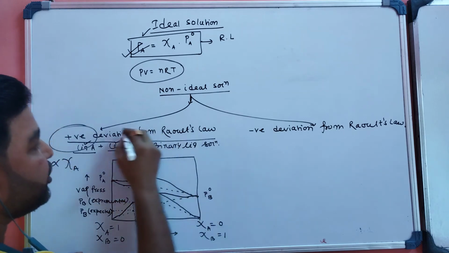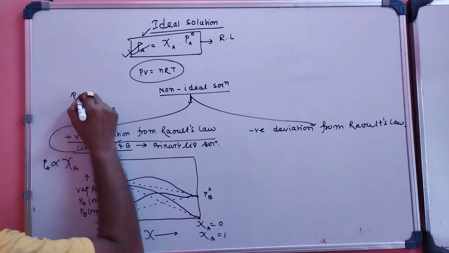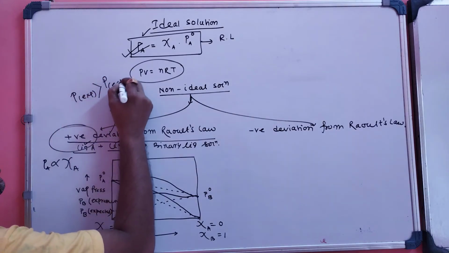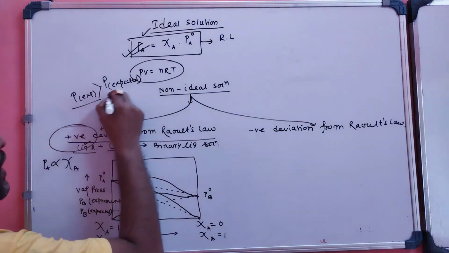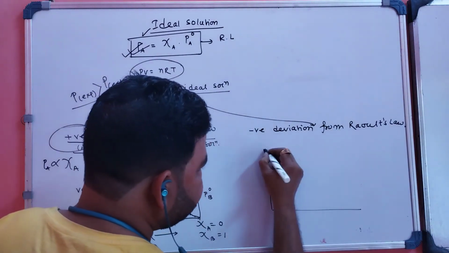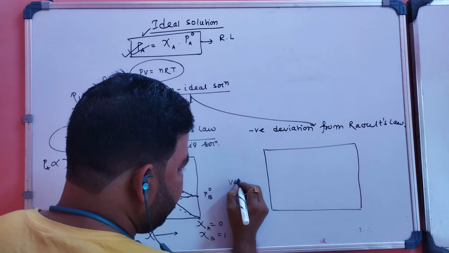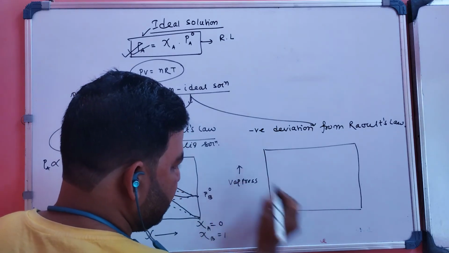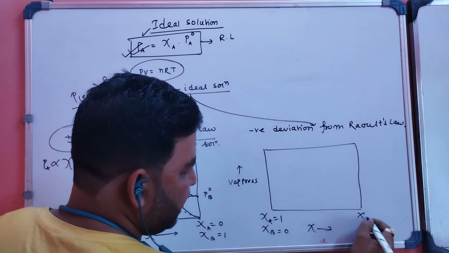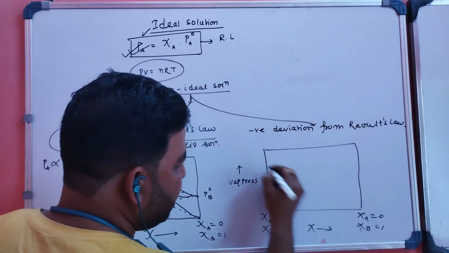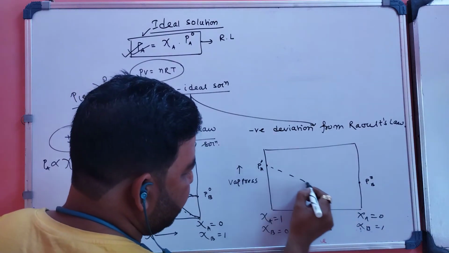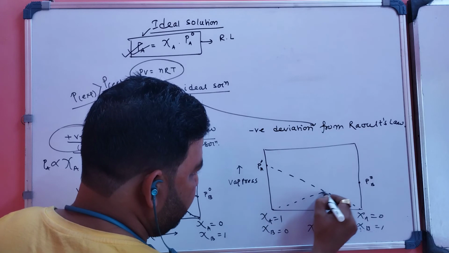Clear? So for positive deviation from Raoult's law, the experimental vapor pressure is higher than the vapor pressure expected from Raoult's law, and negative deviation is just the opposite. Again, vapor pressure versus composition graph, again chi A equals 1, chi B equals 0, chi A equals 0, chi B equals 1, here P naught A, here P naught B. If the solution behaves ideally, then you expect this type of line.